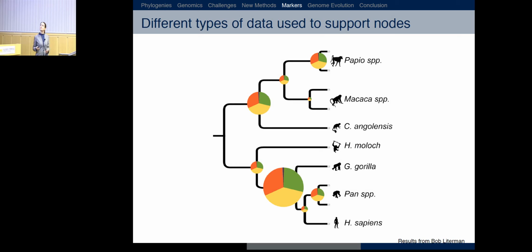So it turns out this is partly true. We definitely see different amounts of data supporting different parts of the tree. But it is surprisingly consistent across the tree which categories of data are being used for which parts of the tree. We're not quite sure if this is just because we don't have a deep enough time scale. If you go back 100 million years, maybe we'll start to see different categories. So we're getting there, but we're not there yet.